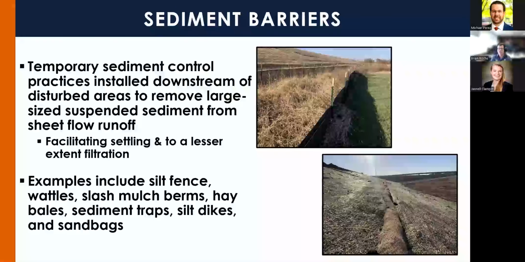Sediment barriers are the last line of defense on a construction site. They're installed downstream of disturbed areas to remove some of the larger suspended sediment from sheet flow. The big thing that they do is facilitate settling and, to a lesser extent, filtration for most sediment barriers. The most common example of this is silt fence, but there are some alternatives such as wattles, mulch berms, stuff like that.